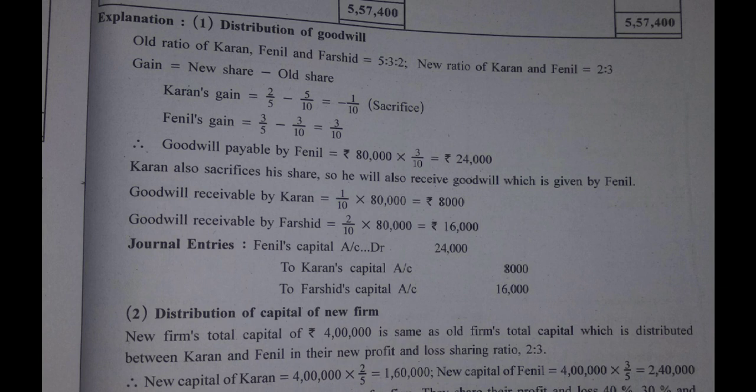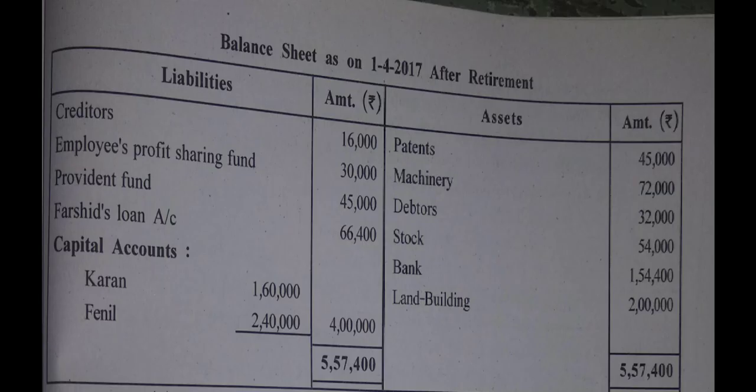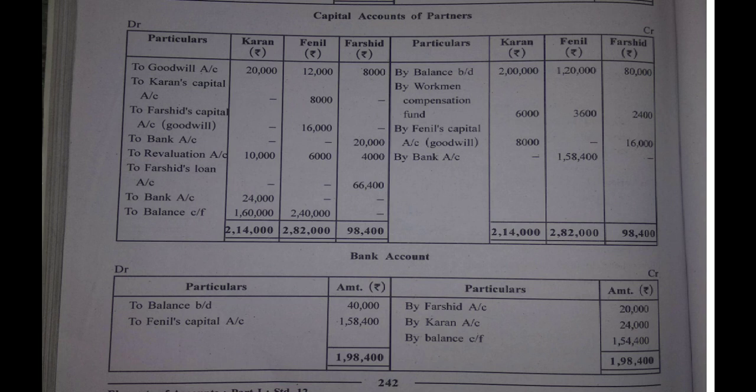So 4 lakh has been distributed in new ratio, if you can see here. Firstly, it is presented about Karan, 4 lakh into 2 by 5, which is 1,60,000. And 4 lakh into 3 by 5 is 2,40,000. Simple. Now this amount is to be written in partners' capital accounts. Alright, you can see here To balance carried forward 1,60,000 and 2,40,000. But just before that, it is written To bank account, which is 24,000, and also on credit side it is 1,58,400. Now where did this come from?